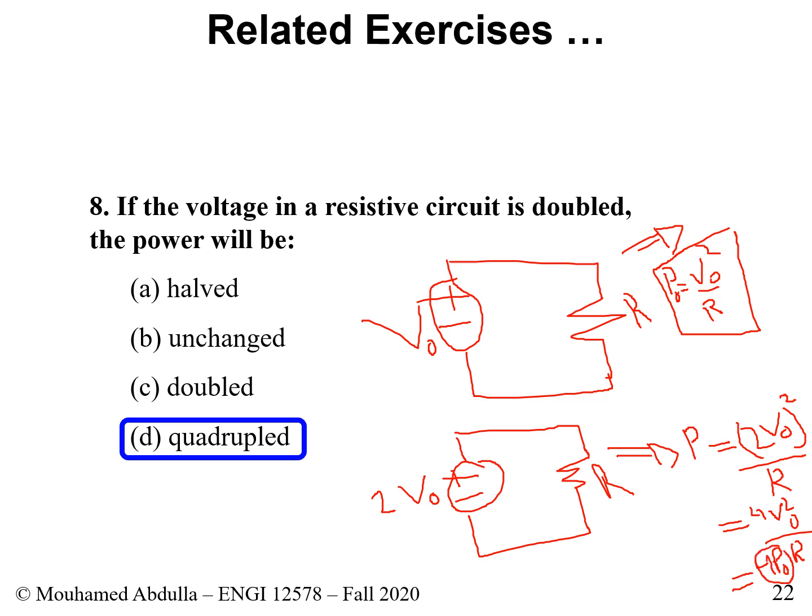So it became 4 times the power of the original one. This modification made it 4 times that. So what happens to the power? Will it be half? Not true. Is it not changed? That's also not true. Does it double? Not true. Quadruples, in other words, it becomes times 4. Yes, this is P naught, and this is 4 times this one. We showed it to you here, so the answer is D.